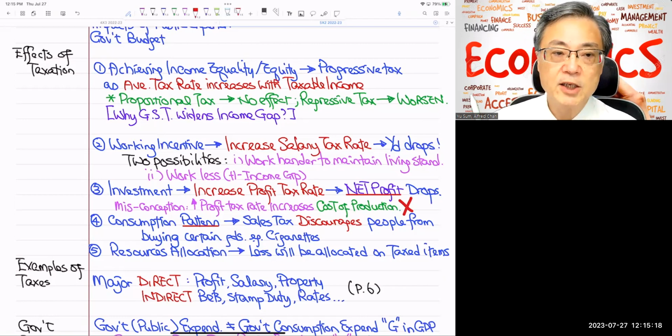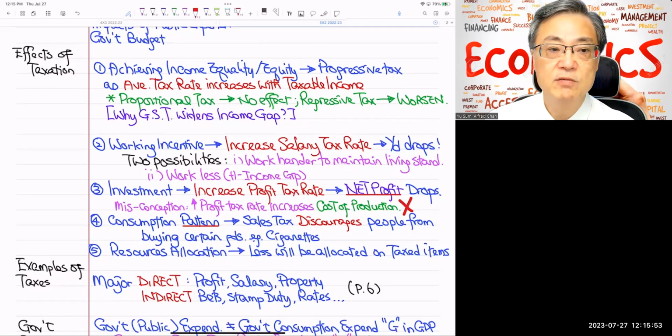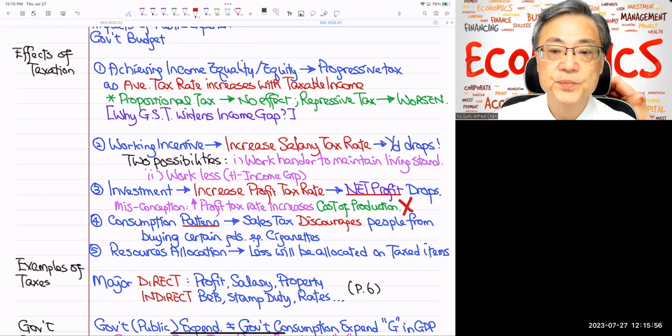The explanation is pretty straightforward and almost standardized, because in a progressive tax, the average tax rate increases with taxable income. That means the high income group will be paying relatively more of their income as tax than the low income group. Once again, the high income group will be paying a relatively higher proportion of their income as tax compared with the middle or low income group.